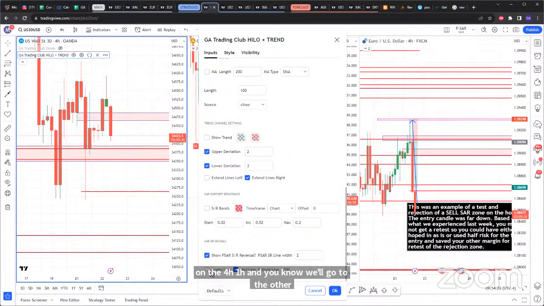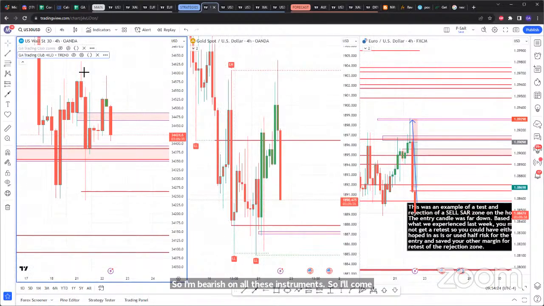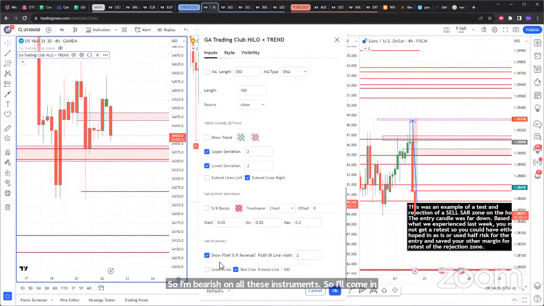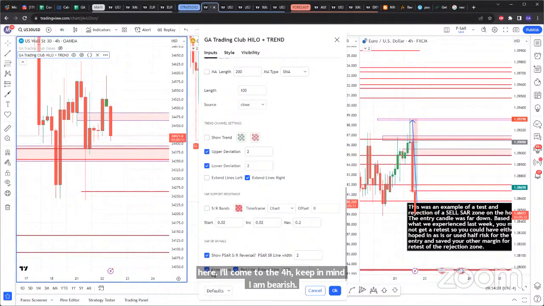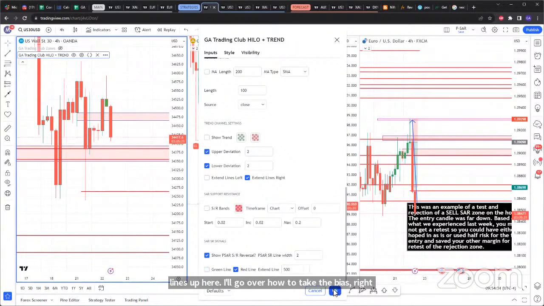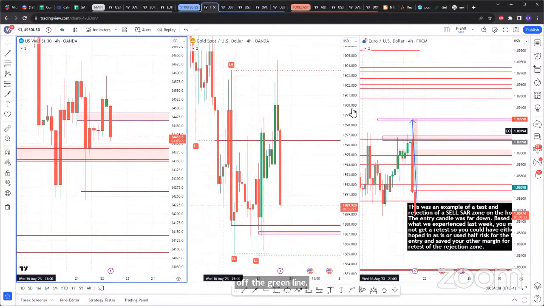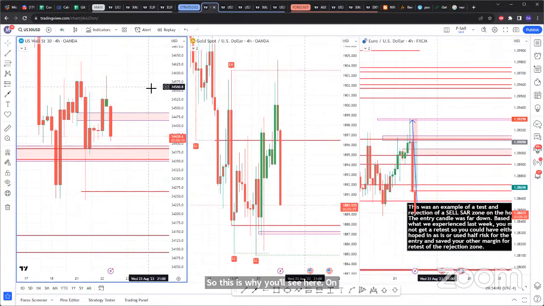So I'll come to the 4-hour. Keep in mind, I am bearish. What I've done personally is turn off the green lines up here. I'll go over how to take the buys, or how to counter trend the daily, later. For me, I'm not interested in the buys, so I'll take off the green line. This is why you'll see on these instruments that you can only see the red lines. I hope we're okay until then.